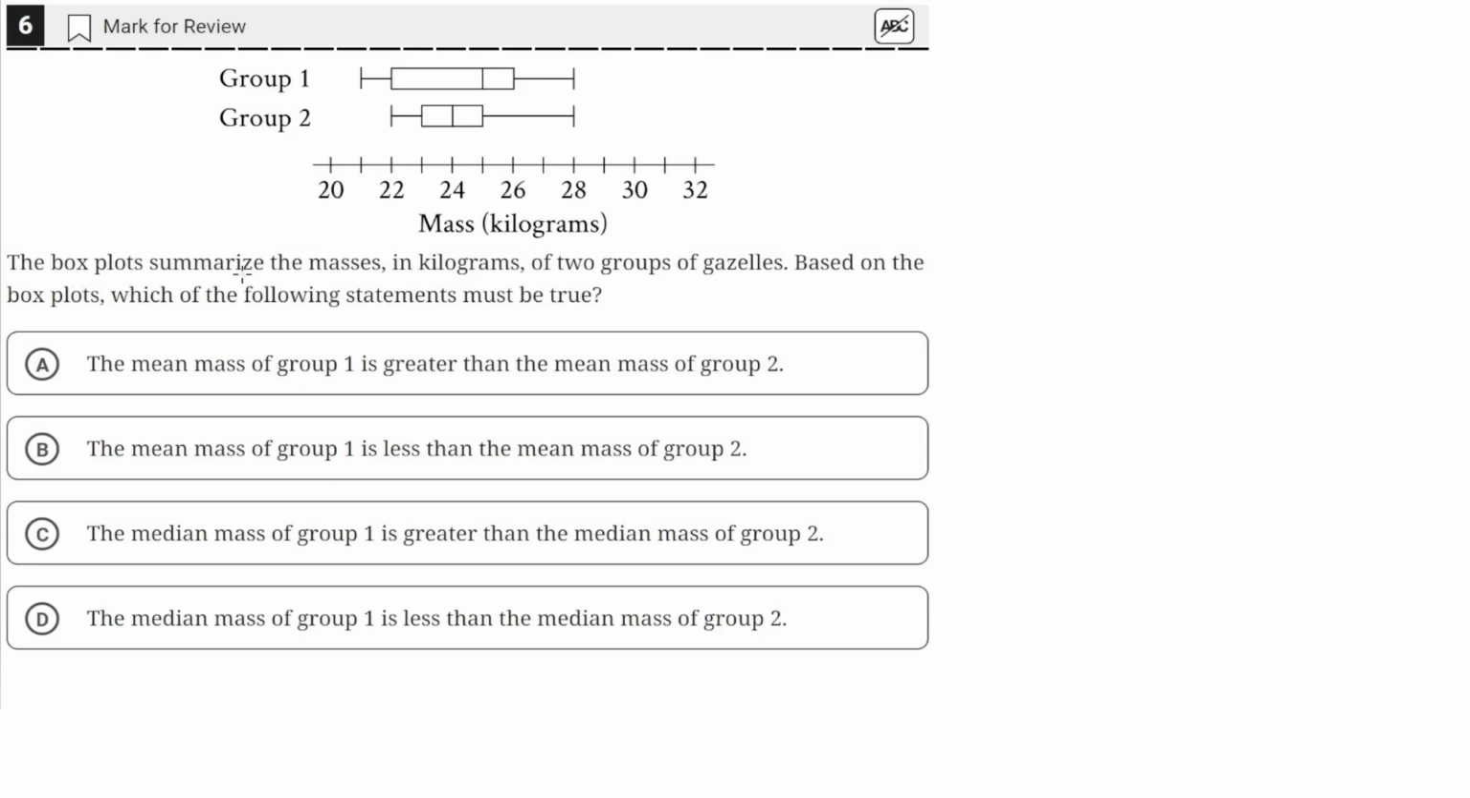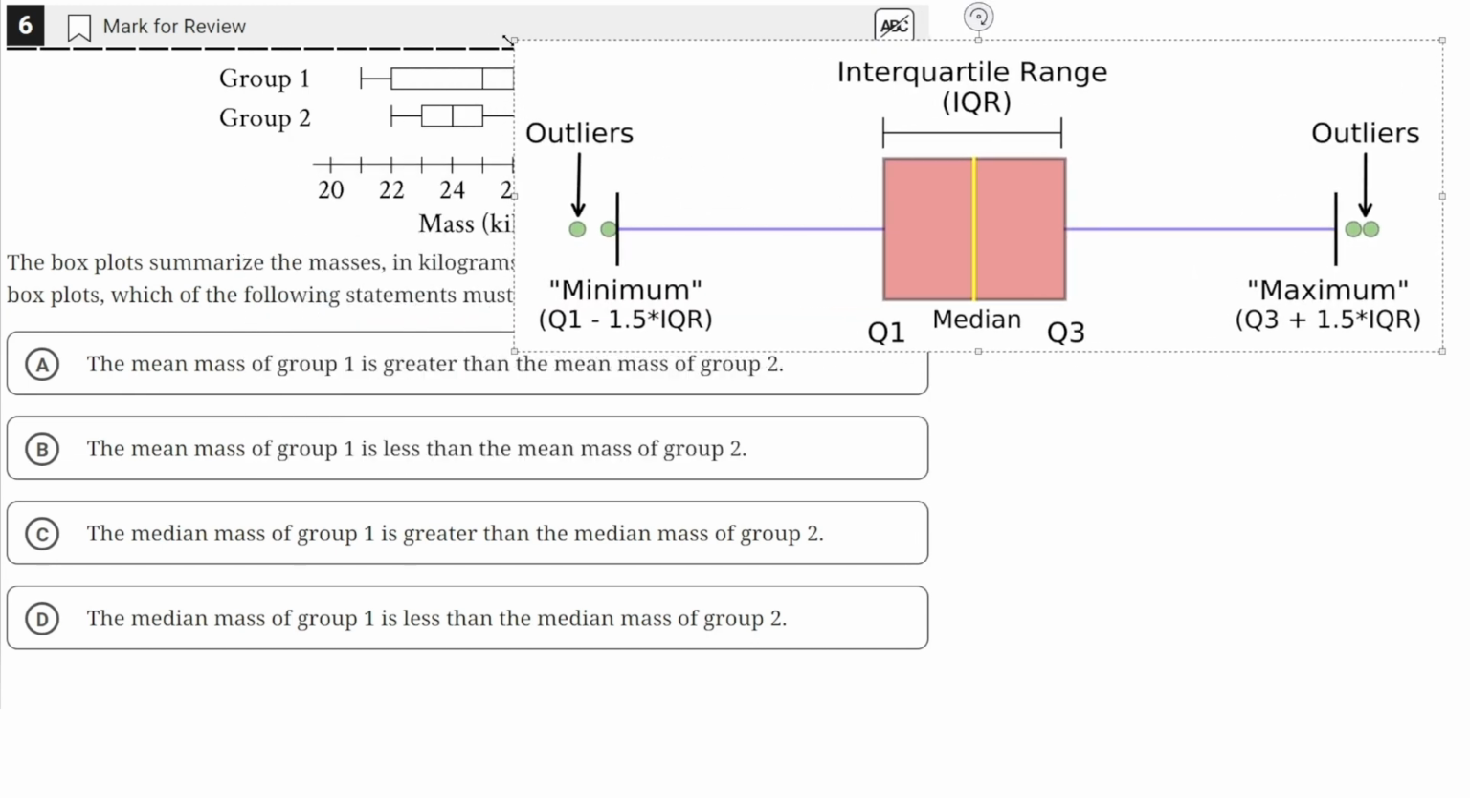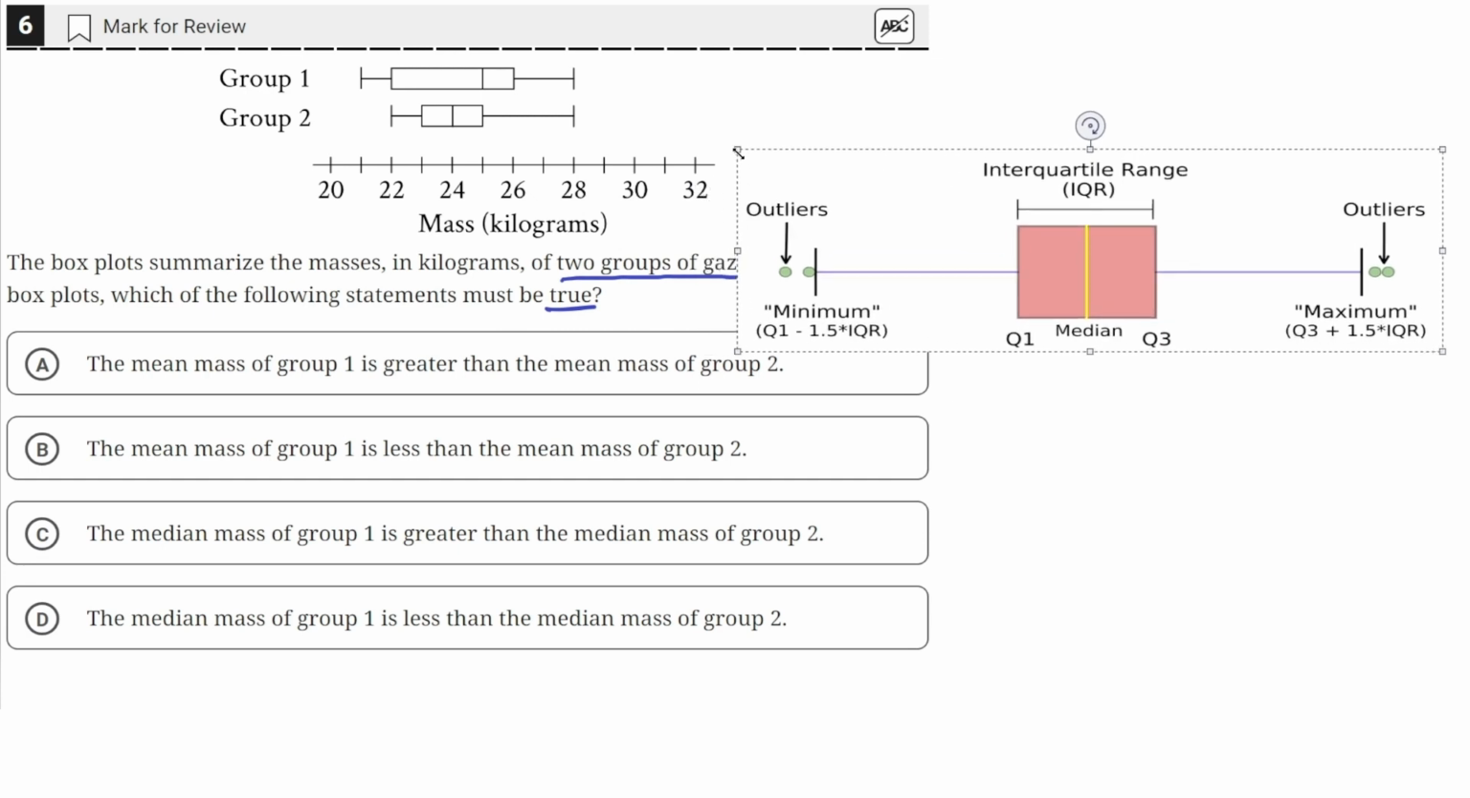The box plots summarize the masses in kilograms of two groups of gazelles. Based on the box plots, which of the following statements must be true? Okay, so we have two box plots here. So let's first review how box plots work.